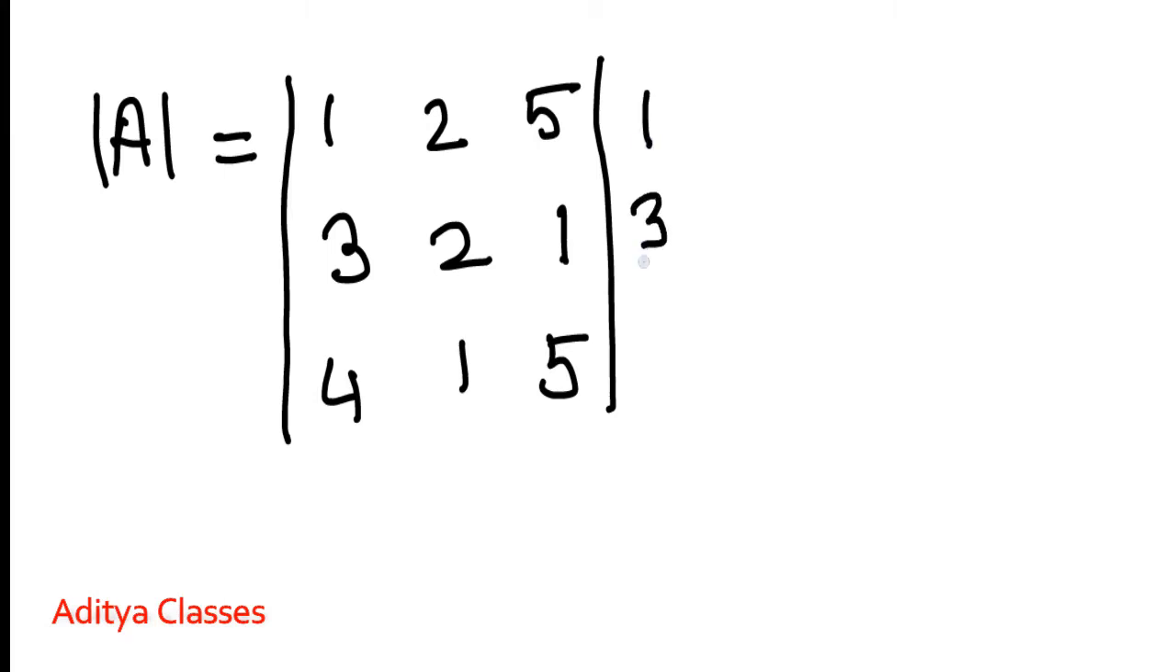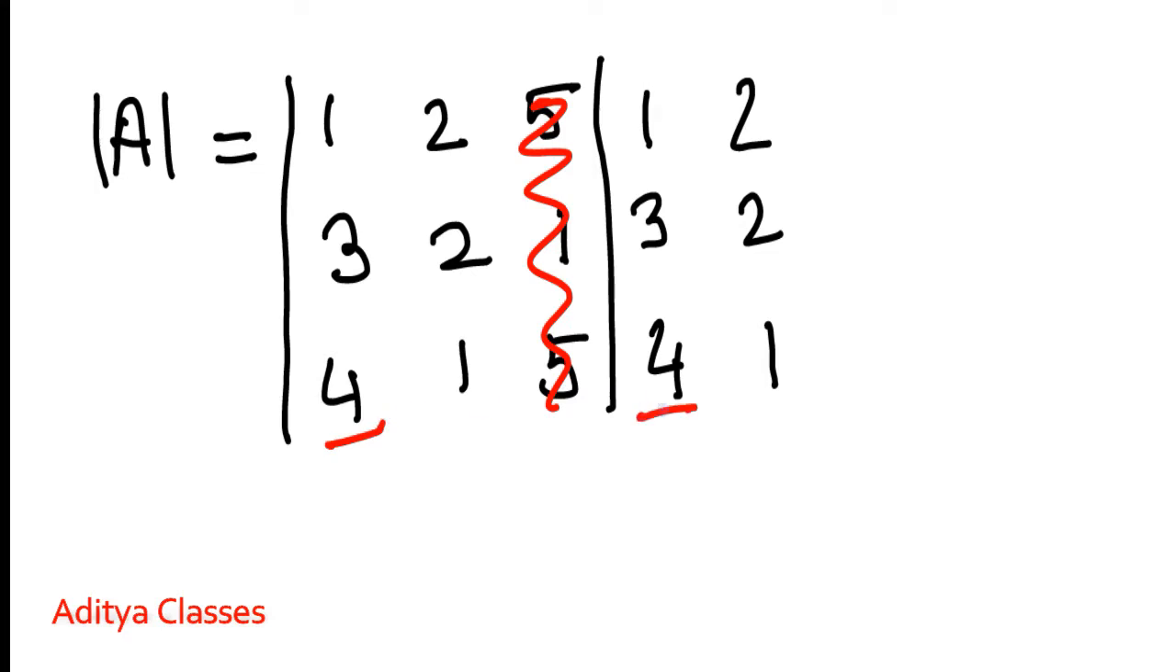For now, let me write these columns. 1, 3, 4. Done, first column. Then the second column was 2, 2, 1. And as far as this column is concerned, we already have a rule. We never write down this column. So I will only be writing the first column and second column. Done. So what we have done is we have rewritten the first two columns.